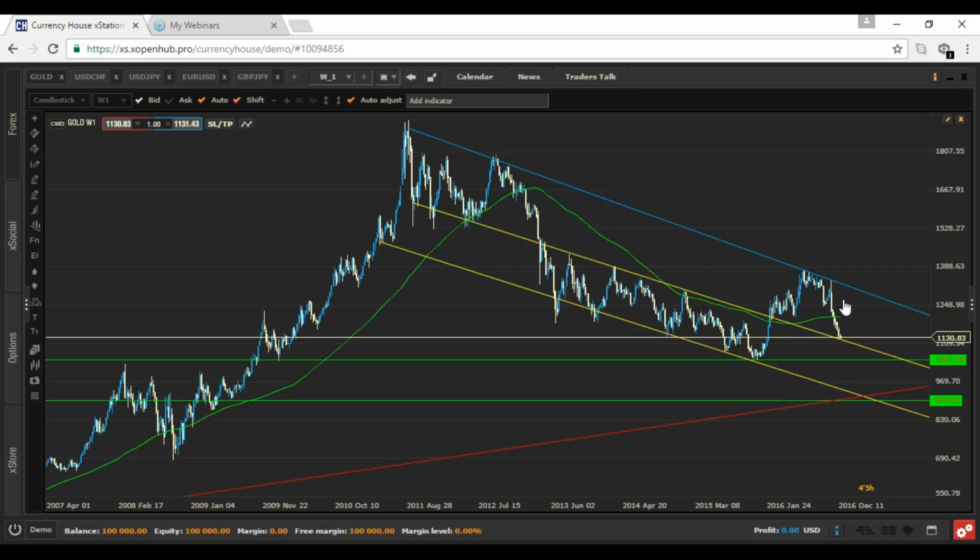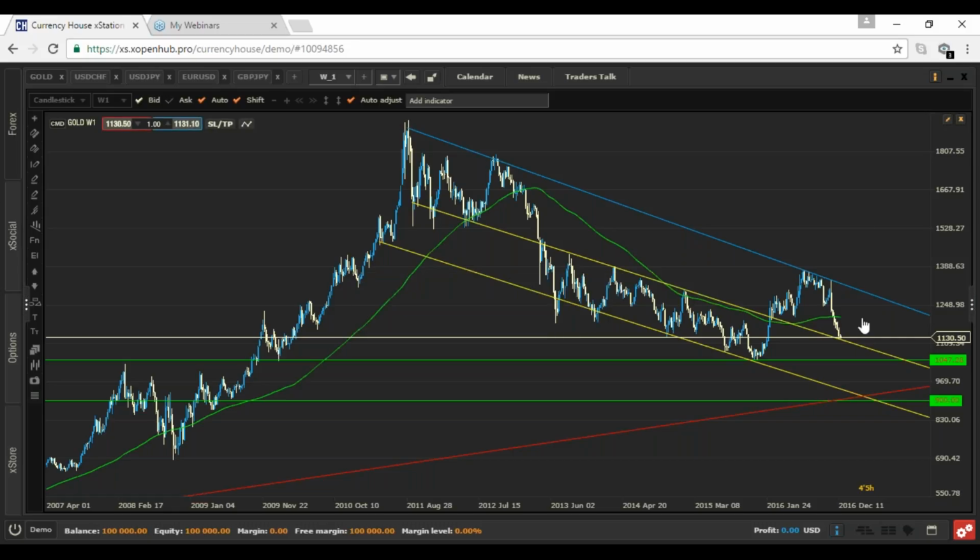Technically, let me try to explain what we have here. First of all, this is a top channel, the top side of the channel from this downside movement. This green line is a simple moving average. The period of this simple moving average is 89. I use this period because it's one of the Fibonacci numbers, and it's always showing good, stable, and efficient results.